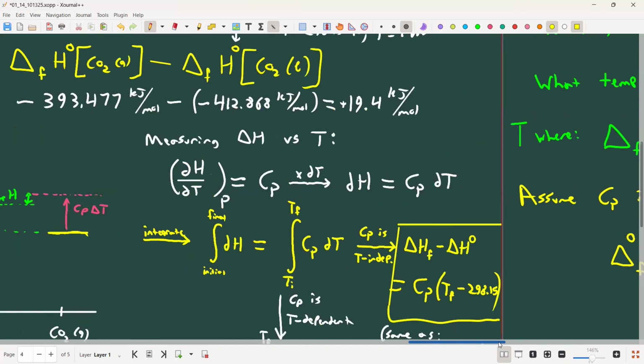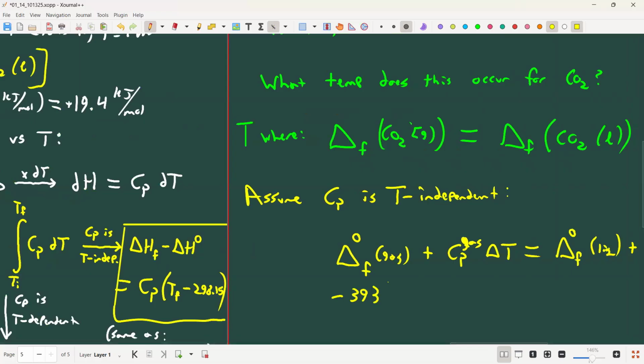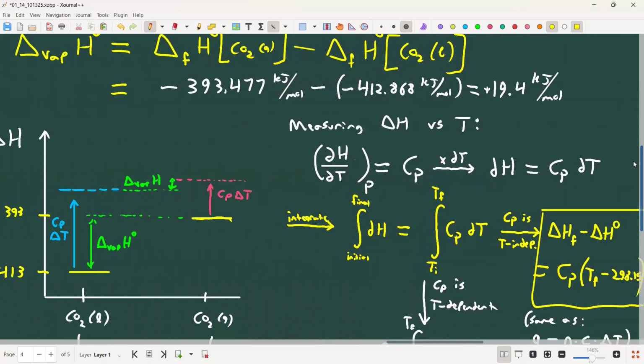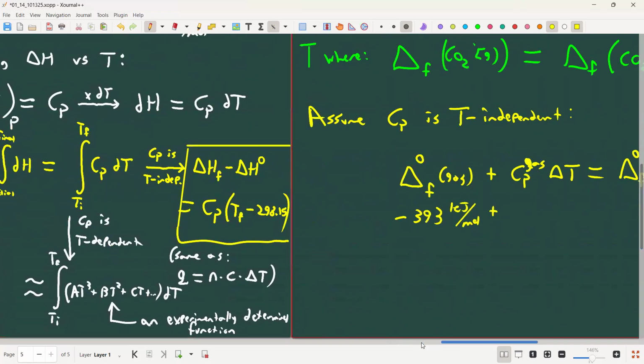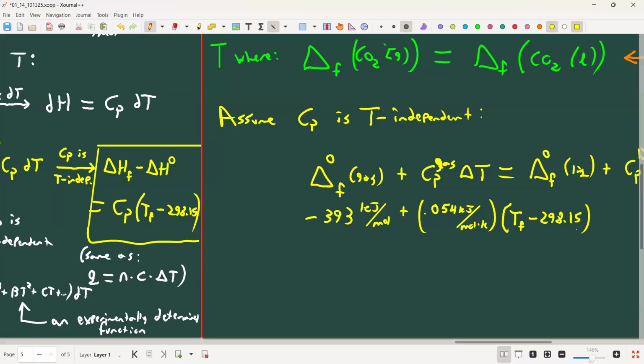So the gas is minus 393. And I'm just going to do it roughly, not precisely. 393 kilojoules per mole. The heat capacity of the gas is 54 joules per Kelvin mole. We need to convert that into kilojoules. So that's 0.054 kilojoules per mole Kelvin times delta T. And, oh, sorry, let me erase that, which delta T is the final temperature where they're equal, minus 298.15 Kelvin.